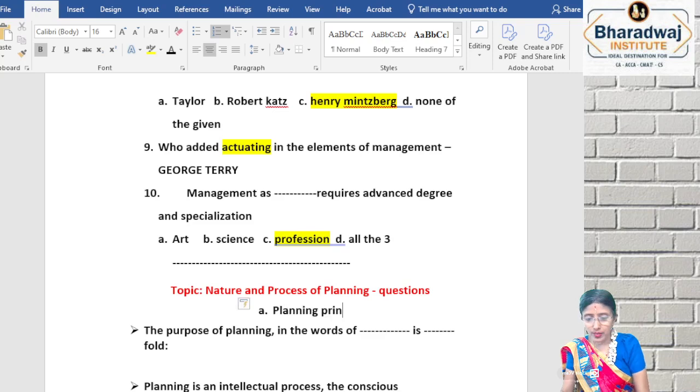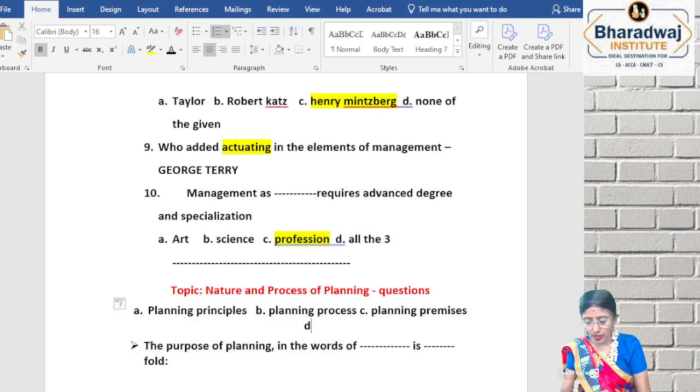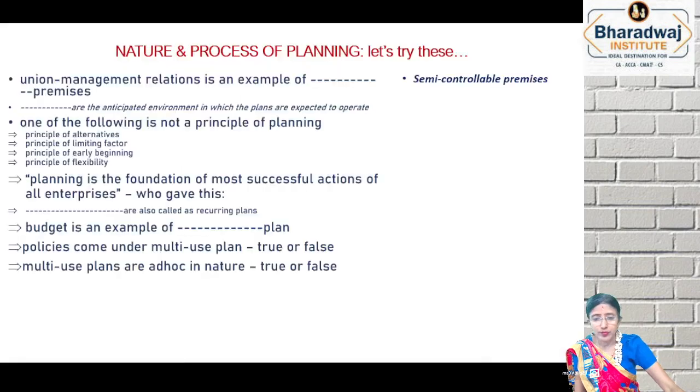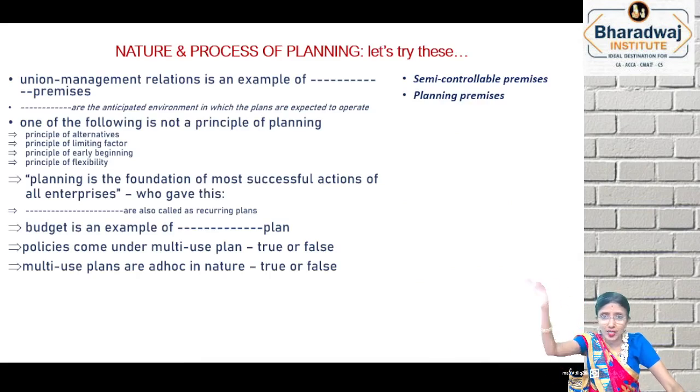Planning principles, planning process, planning premises, none of the given. Planning premises. Perfect answer. Good. So what is this repeated question noted? Planning premises are the anticipated environment in which plans are expected to operate.